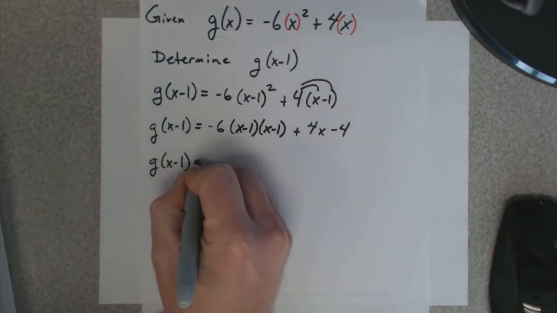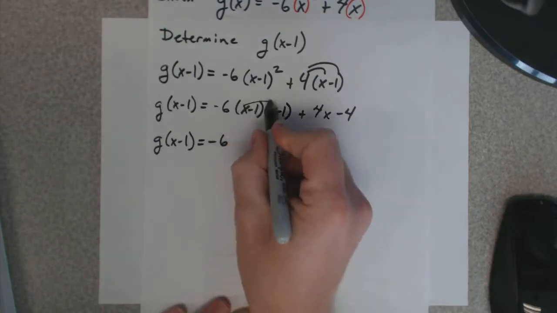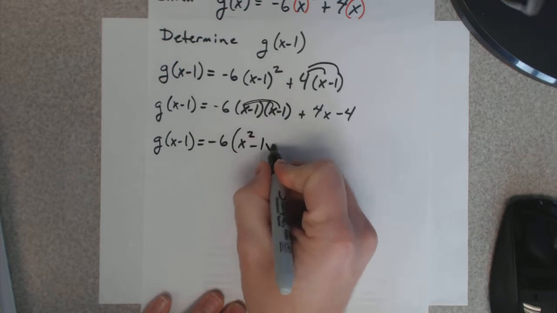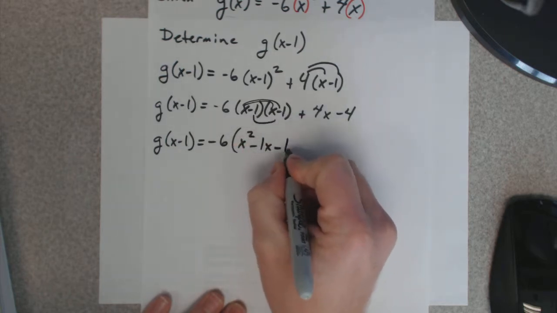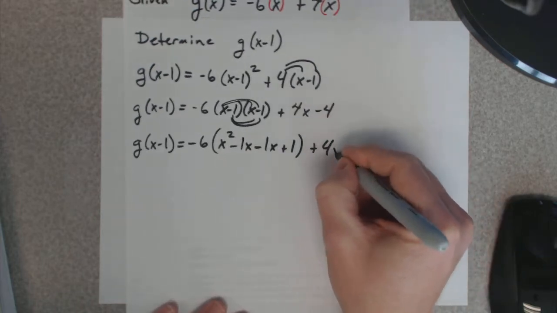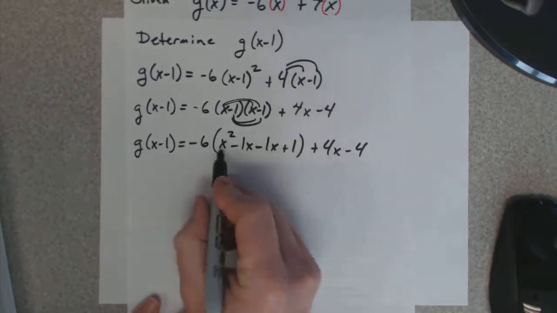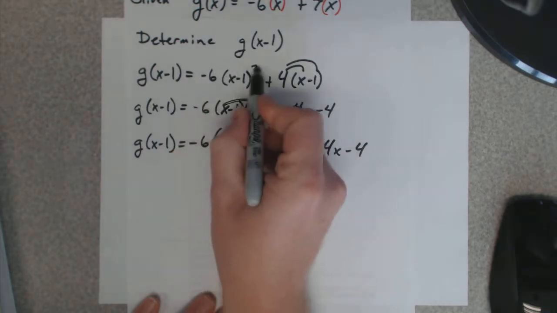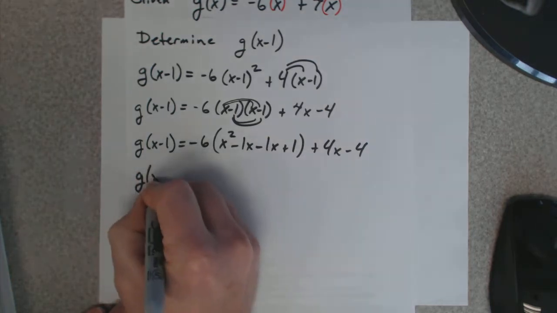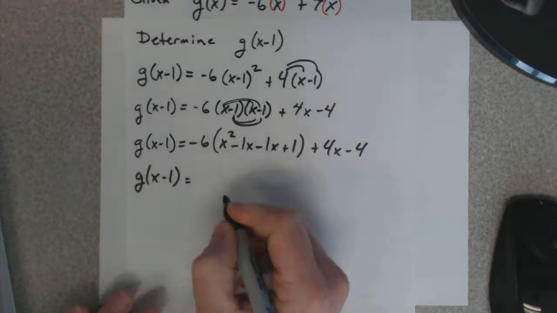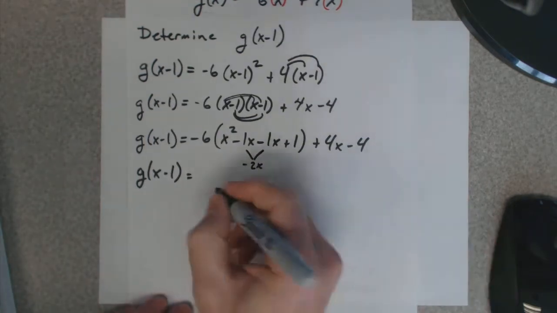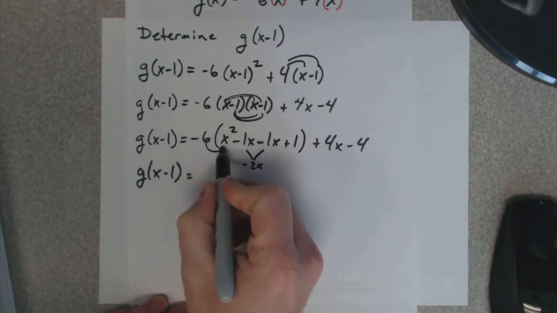Alright. Now we distribute the x, and we get x squared minus 1x minus 1x plus 1 plus 4x minus 4. If you noticed, I kept that in parentheses because it's negative 6 times this quantity. So negative 6 gets distributed the whole way through that. So I keep a parentheses around that. Alright, now that would go together and make a negative 2x, right? So I'm going to distribute my negative 6 to all three pieces.